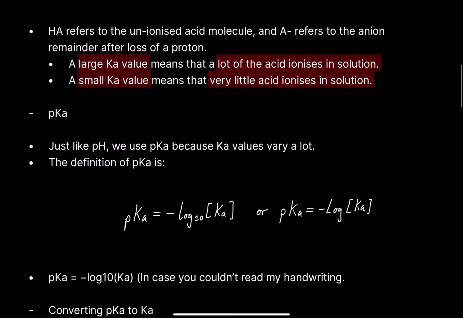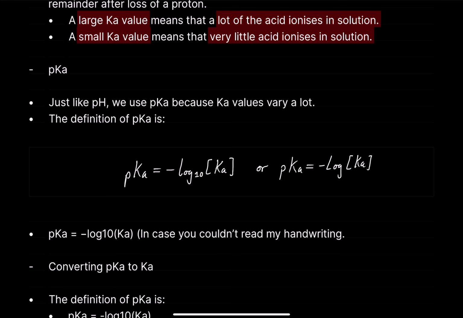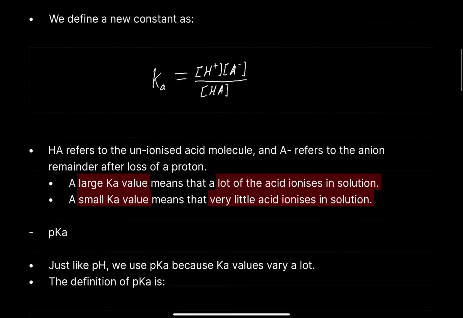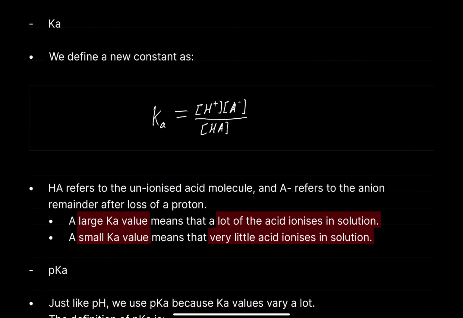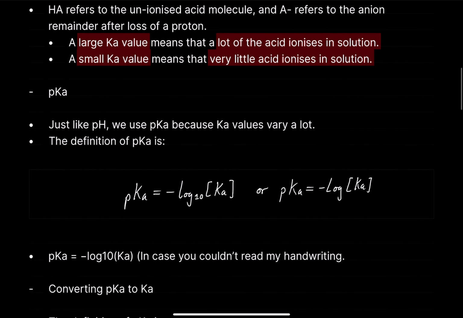The pKa, just like pH, we use pKa because Ka values vary a lot, right? As I said, Ka represents the number of unionized acid molecules that are dissociating in solution. There's probably thousands or millions of those acid molecules dissociating in solution, which makes it so hard to work out, like H plus concentration, right? So you use something called pKa, which is just a logarithmic term, the same kind of principle as pH. So pKa is equal to minus log base 10 of your Ka.